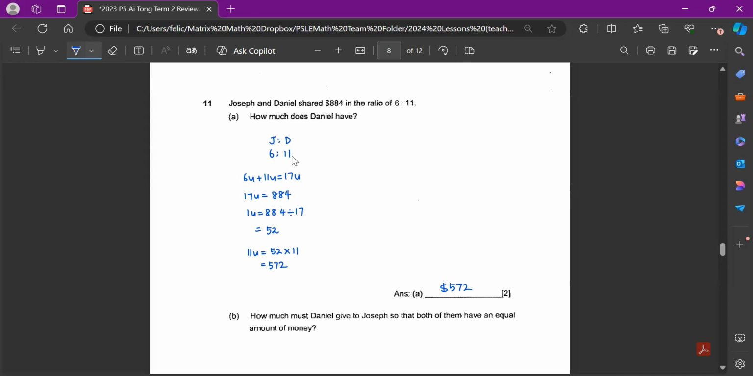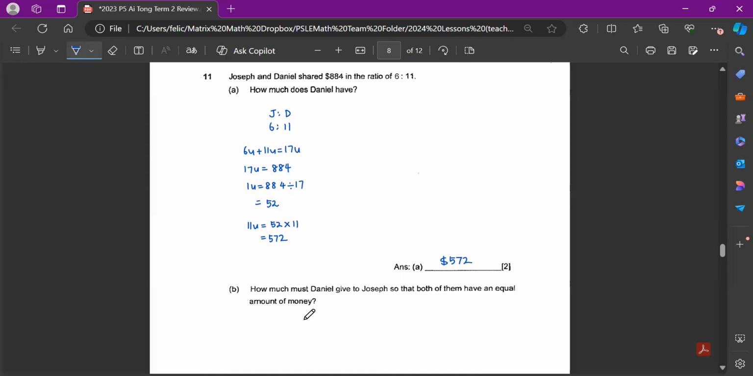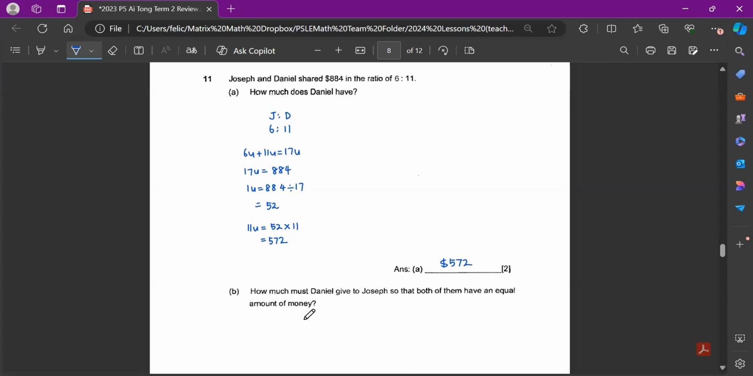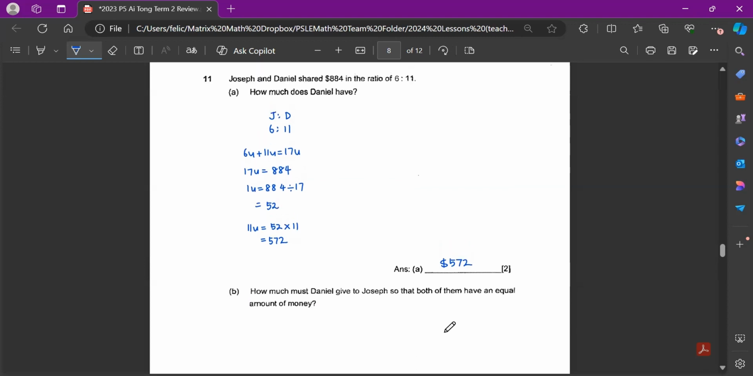Okay, next one. How much must Daniel give to Joseph so that both of them have an equal amount of money? Okay, so what I'm going to do here is create a before and after using the ratios that's stated there. Okay, no, sorry, actually I won't use the ratio. Since we've already found out how much Daniel has, we can just use Daniel's actual value, 572.